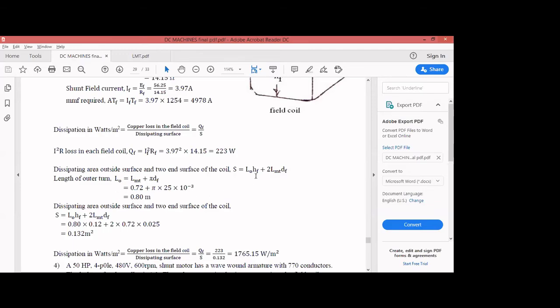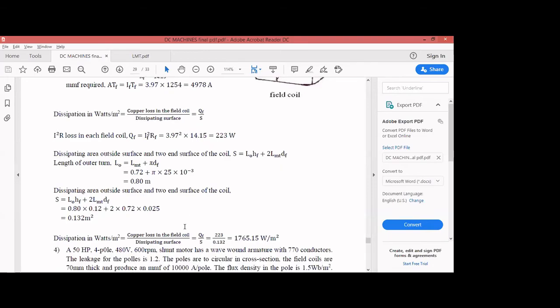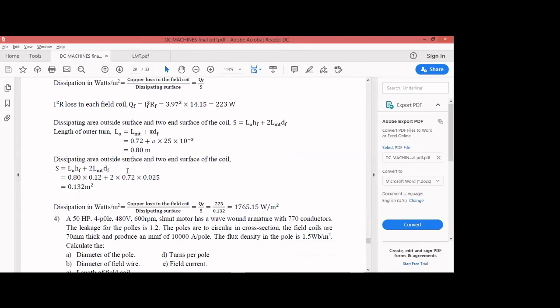So what did you get for L0 now? 0.80. Substitute here. 0.80 HF you got. HF is 120 mm, I convert it into meter, 0.12. 2 LMT, 2 into 0.72 into DF. DF is 25 mm, converted into meter, 0.025. So the dissipating area of the outside surface you got now is 0.132 meter square. Put it in the formula for dissipation in watts per meter square.